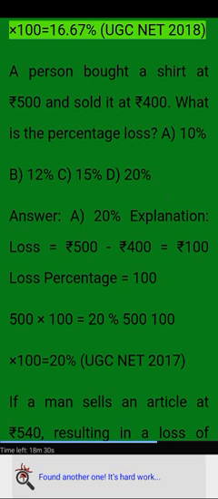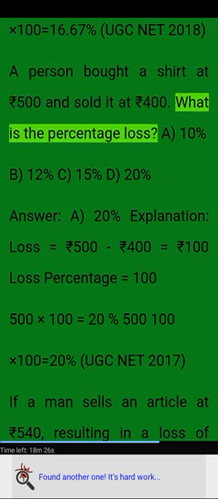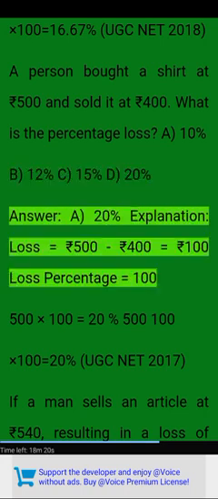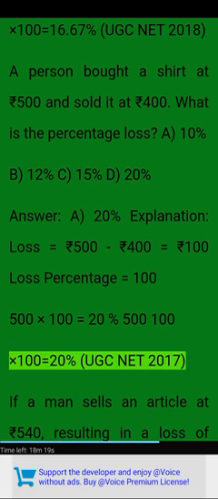UGC NET 2018. A person bought a shirt at 500 rupees and sold it at 400 rupees. What is the percentage loss? A. 10%. B. 12%. C. 15%. D. 20%. Answer: D, 20%. Explanation: Loss equals 500 rupees minus 400 rupees equals 100 rupees. Loss percentage equals 100 over 500 times 100 equals 20%.